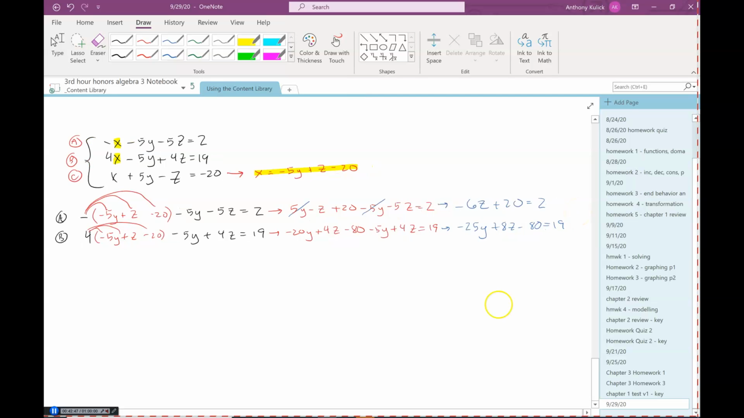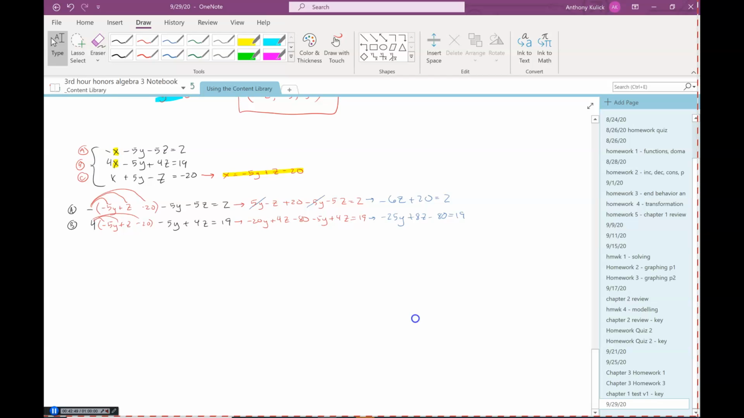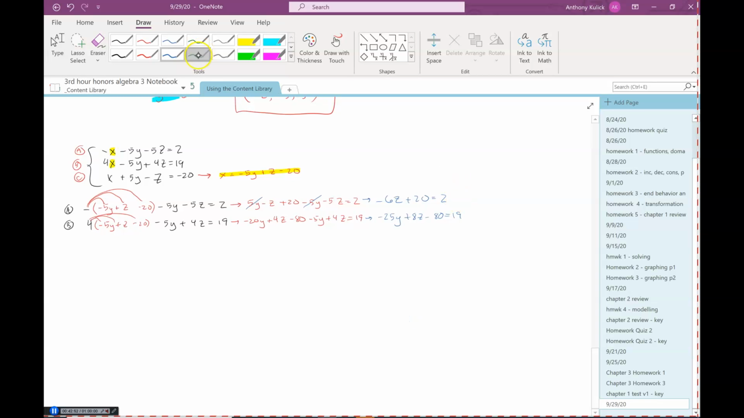So I can now solve for z directly. I'll subtract 20 from both sides, giving me negative 6z equals negative 18. And when I divide by negative 6, I get z is equal to 3.